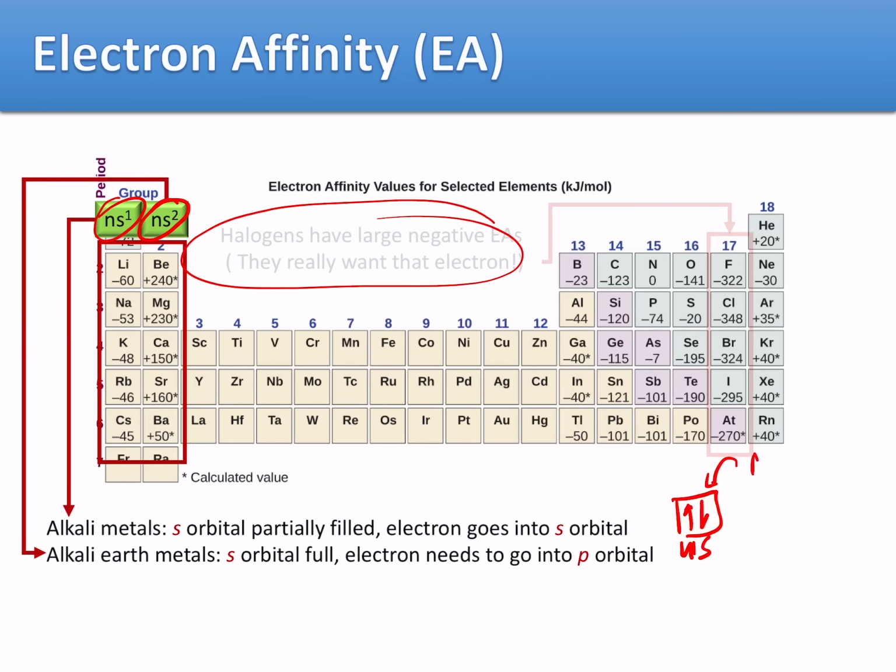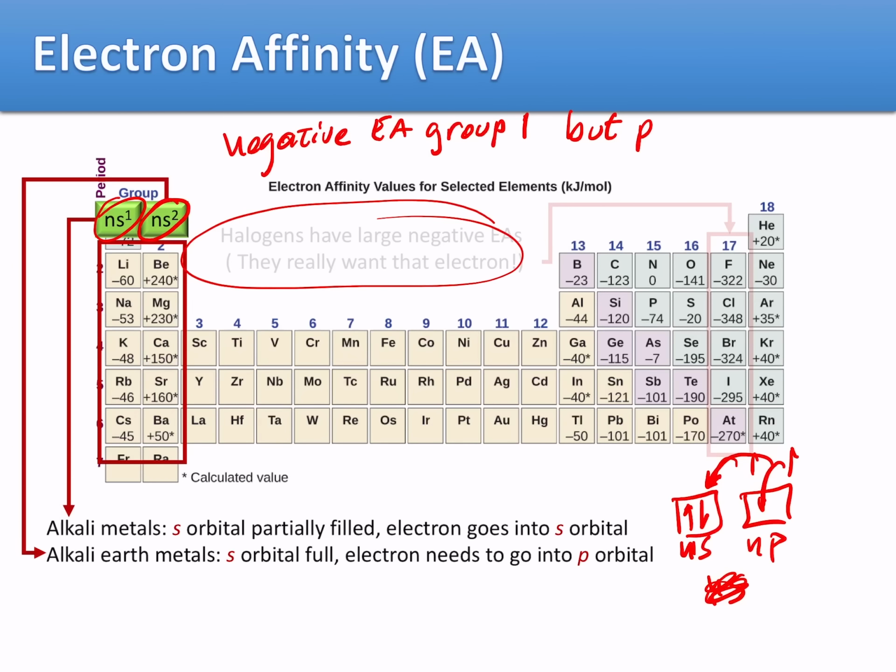But with the ns, if you are to put another electron there, then the ns orbital is already full, so you have to go to the np orbital. So that electron cannot go there, but has to go in this. And the np orbital is higher in energy, so you need to provide the energy for that to happen. So that's the main thing. That's why you see a negative value in group 1. Okay, negative electron affinity in group 1, but positive in group 2.